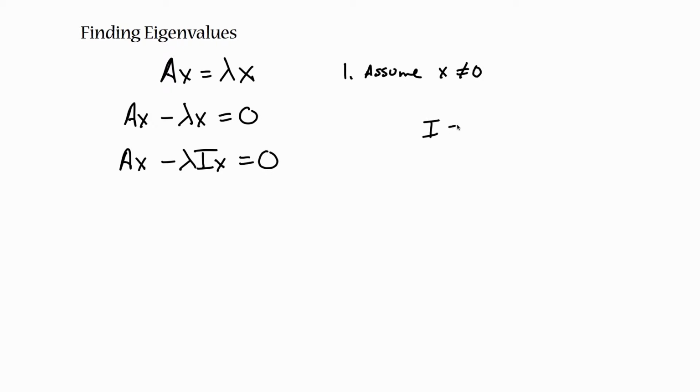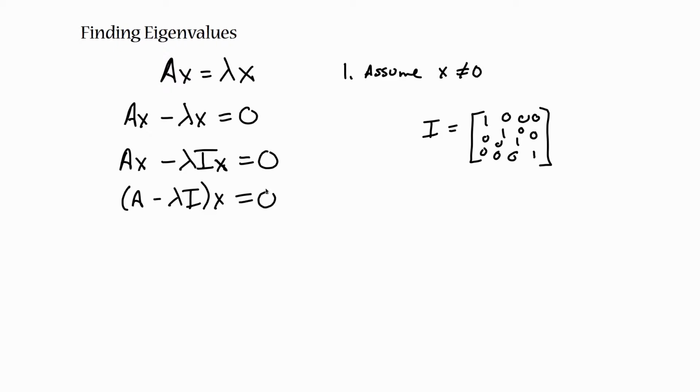If you remember, the identity matrix is just 1 on the diagonals and 0 everywhere else. I think I've got enough zeros in there, yeah. So multiplying lambda times the identity matrix doesn't change the value of this expression, it just turns lambda into a matrix where instead of ones you've got lambdas on the diagonal. Give it a try if you don't believe me. So now that we've got a matrix minus another matrix, we can factor out the x, which means we get A minus lambda times the identity matrix times x is equal to 0.